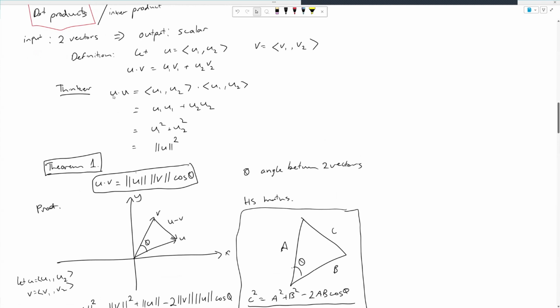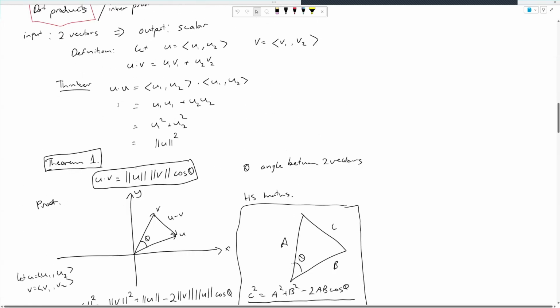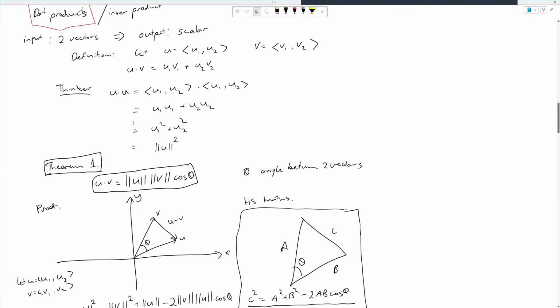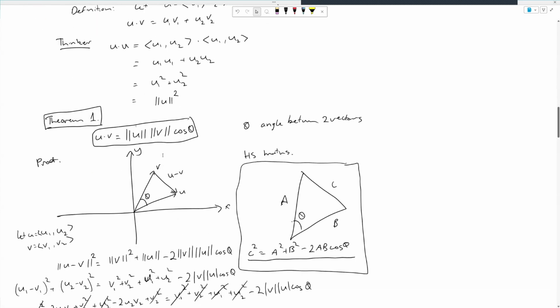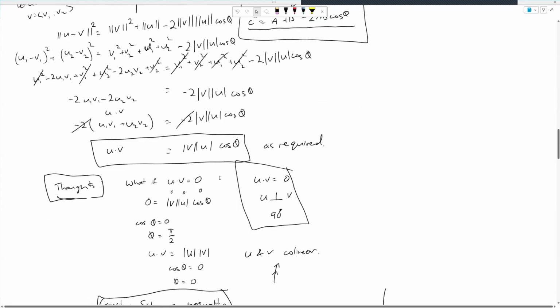Another thing is if you were to dot product a vector with itself, it gives you the square of the length. And this is a very useful application when we need to prove something in the future, so make sure you remember that. The dot product of a vector with itself is the square of its length. And then we proved the formula with the cosine rule, which is great.